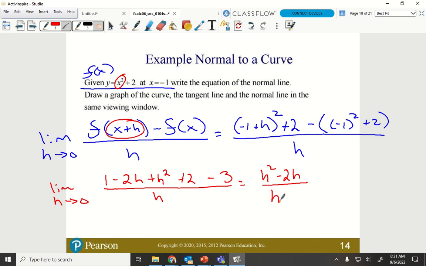It's going to cancel, but I'm going to factor it out first so I could show this one. So I'm going to take an h out of the top. H quantity, h minus 2 over h. And now can I take the limit as h approaches 0? Yes. So now I could plug in 0 for h. If I plug in 0 for h, my answer is -2. So now, what does that mean back in my original problem?